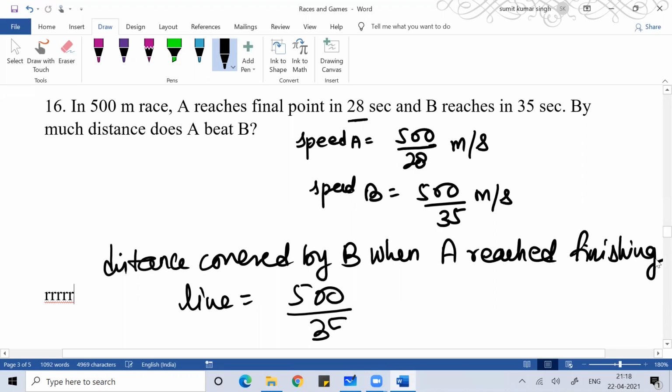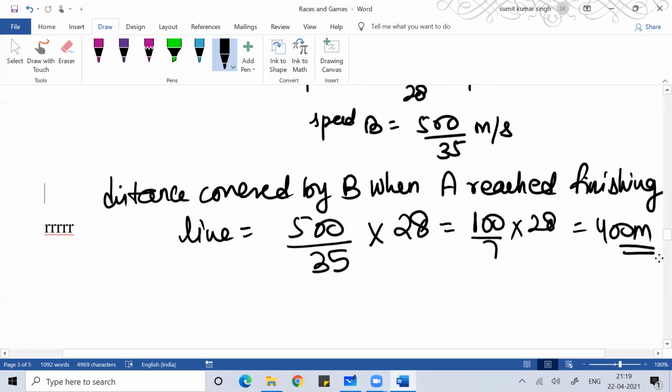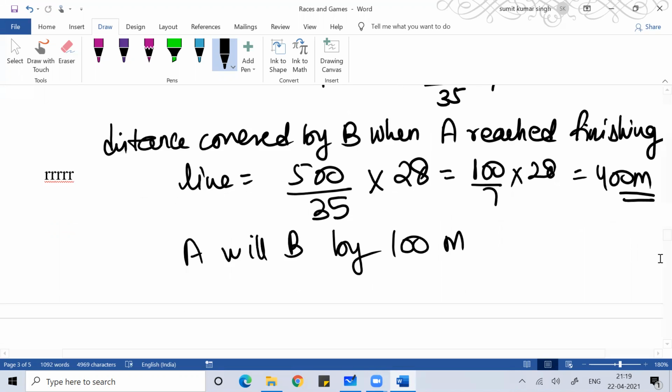The speed of B is 500 by 35, and the time is 28 seconds, because in 28 seconds A reached the finishing line. So distance is 100 by 7 into 28, which is 400 meters. So the distance B has covered when A reached the finishing line was only 400 meters. So by how much distance did A beat B? A beat B by 100 meters. So you can understand this.